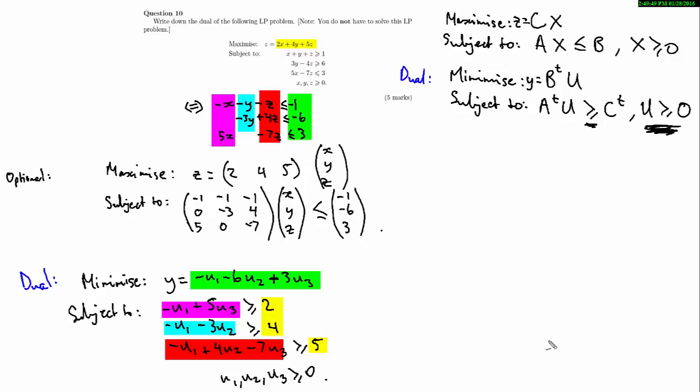Okay, and that's it for this question, and I'd recommend doing quite a few of these dual problems throughout the year and in preparation for your exam, so you can make these little shortcuts to save you some time.